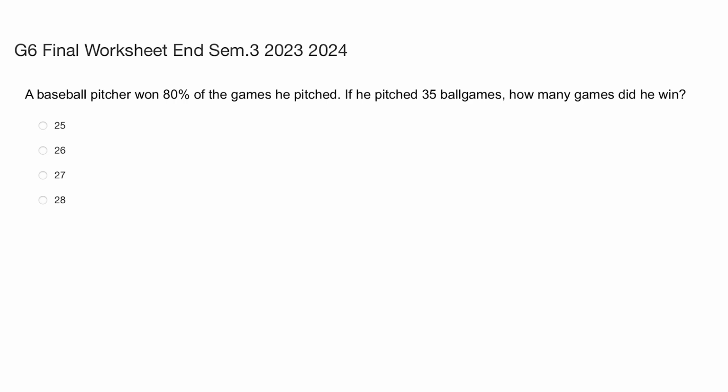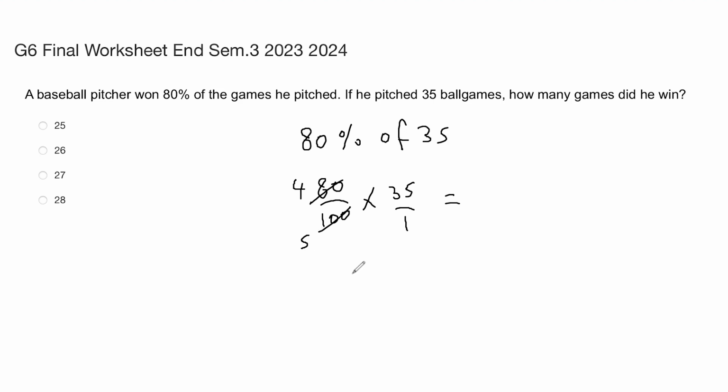If he pitched 35 ball games, how many games did he win? At this question, we need to find the part: 80% of 35. We have two ways. You can solve this using decimals or using fractions. As a fraction, it's 80 over 100 times 35 over 1. So we can simplify: divide by 20, it has 4, divide by 20, it has 5, and then divide here by 5 is 1, divide by 5 is 7, so 4 times 7 equals 28. The answer is 28 games.